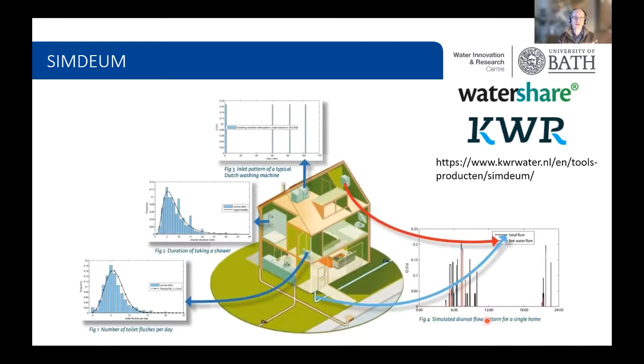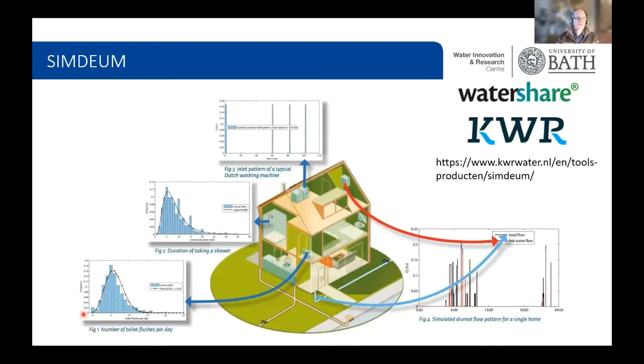SimDiem is a model which was developed, I think, 15 years ago, by Mirjam Blokker at KWR, and it is available through the Watershare suite, and Watershare hosts a number of tools, and SimDiem is one of them. Now, what this model does, it takes all of the appliances in the house. You can use what we call probability functions. For instance, a probability function you see here is for the duration of a shower, a person taking a shower. With this probability function you can see how long on average a typical shower takes.